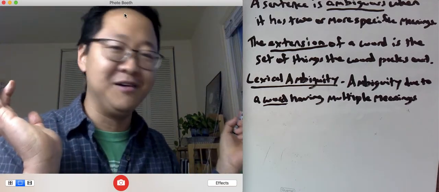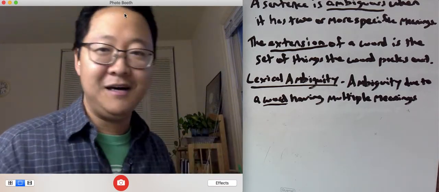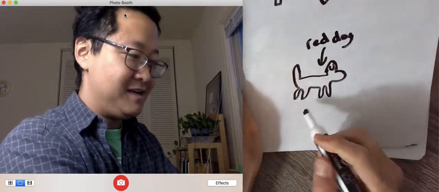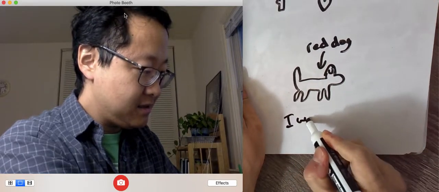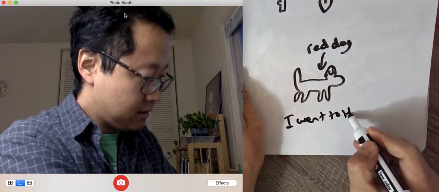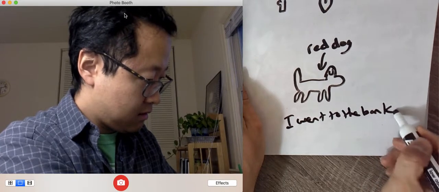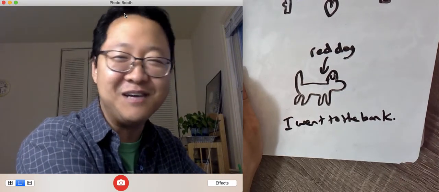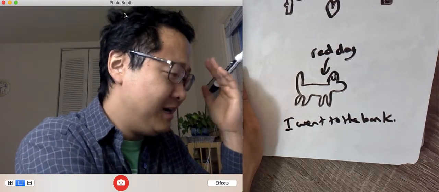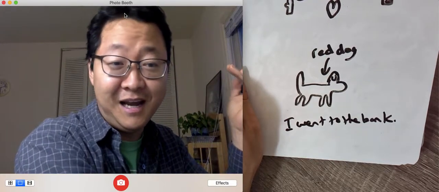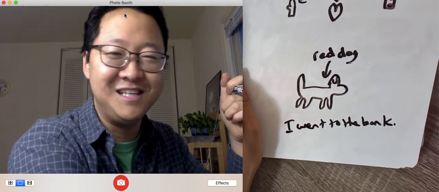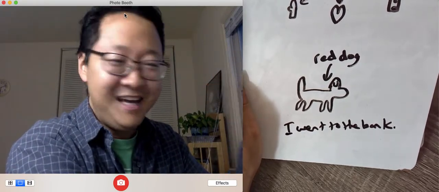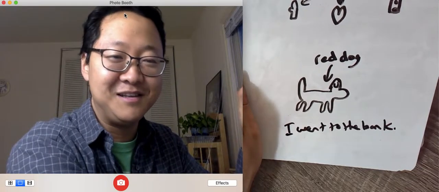Okay, so here's a really simple example of that. Take a sentence like, I went to the bank today. This is the most straightforward type of ambiguity. People use the word bank all the time for their example of lexical ambiguity. So I could mean that I went to the riverbank. Let's say I went to the James River, which is a nice place to go to, I think. Or it can mean I went to the financial institution.